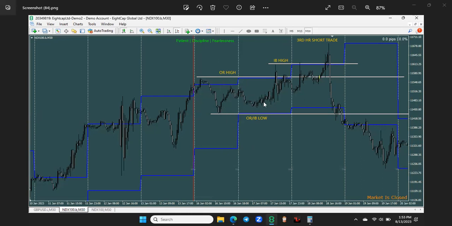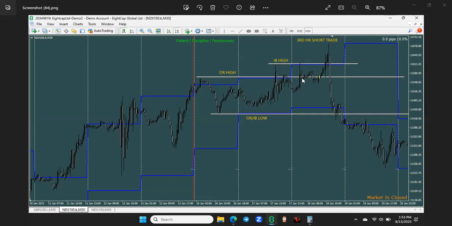Now, once Tuesday starts to trade, we can clearly see that Tuesday gave us a failed breakout of our opening range high. But at the end of the day on Tuesday, we closed on the inside of our opening range. Now, Tuesday has given us our initial balance high, and we have our initial balance low set heading into Wednesday.